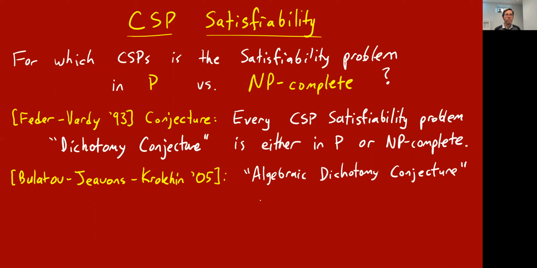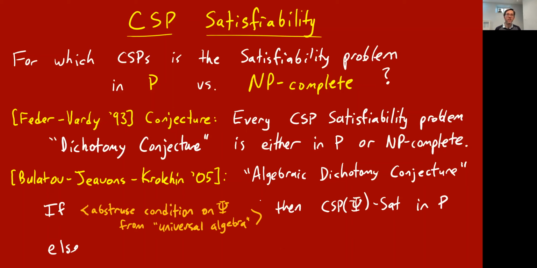And much later, 12 years later, Bulatov, Jeavons, and Krokhin, who had thought about it, well, many people had thought about it for some time, proposed a strengthening of it called the Algebraic Dichotomy Conjecture, which basically told you which CSPs should be in P and which ones should be NP complete. They gave you a rule. And this rule was very sophisticated. It was an algebraic rule using ideas from an area called universal algebra.